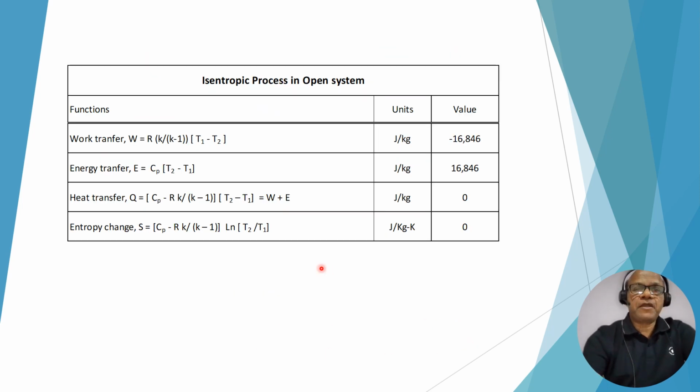Now for the open system, the work transfer is minus 16,846 using this equation. Energy transfer is the same, plus 16,846. So heat transfer is 0 and entropy transfer is 0.